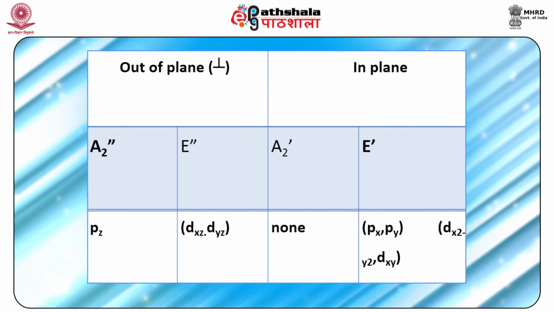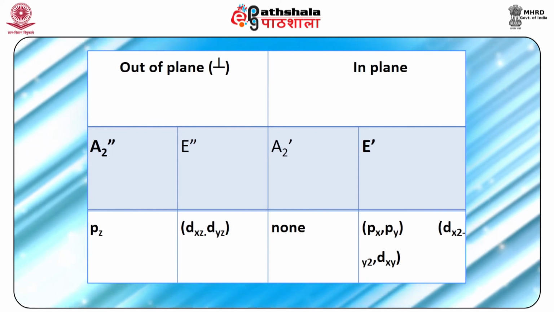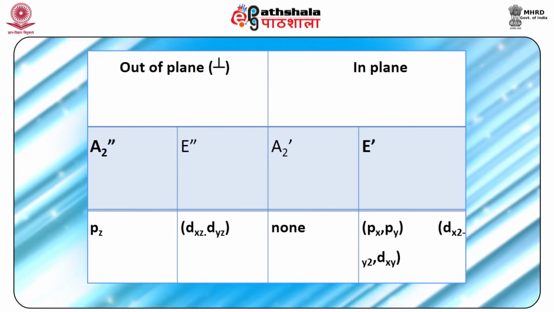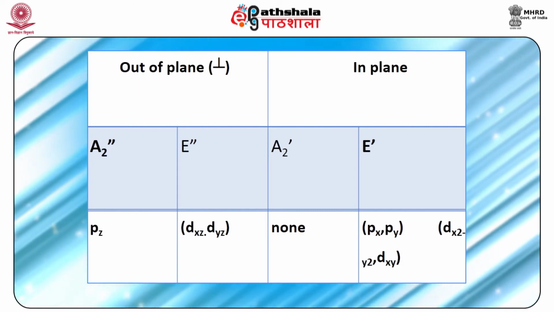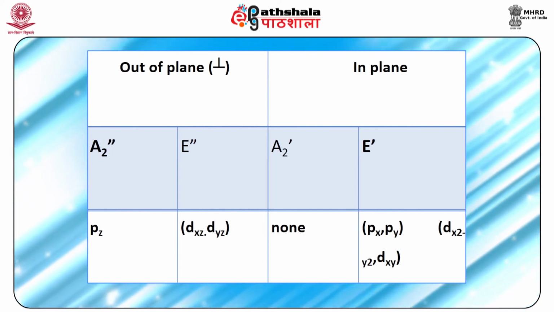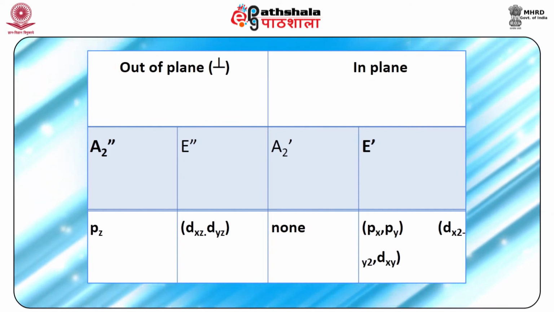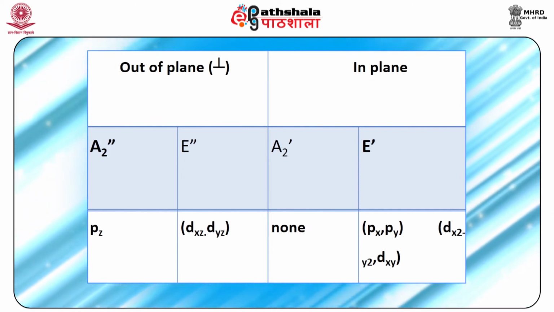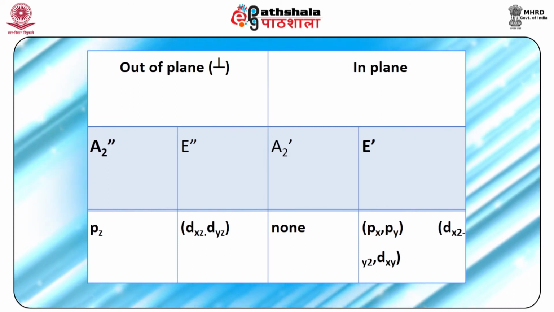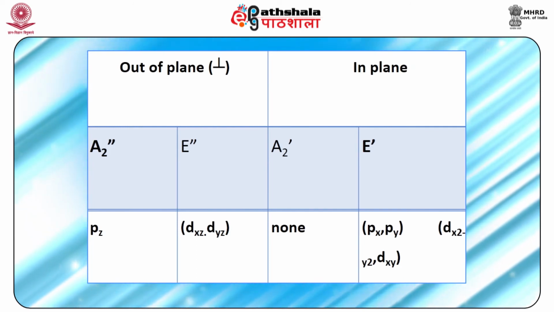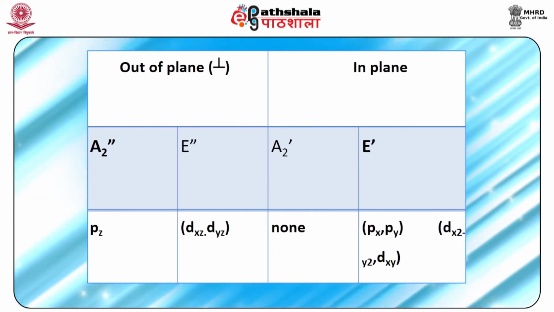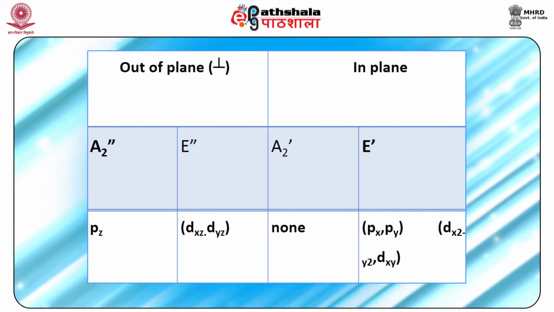Thus, in the plane of the molecule, no three equivalent pi bonds involving the Px, Py, dx square minus y square, dxy set are formed. It does not mean that no pi bonds are formed in the plane of the molecule. It only means that two pi bonds are formed in plane involving three chlorine atoms. That is, two pi bonds are shared equally between three chlorines in BCl3 molecules.